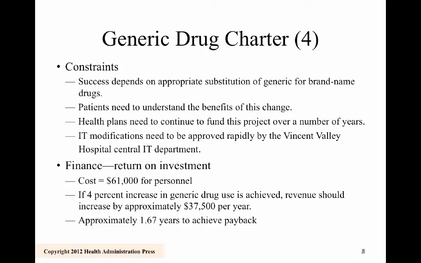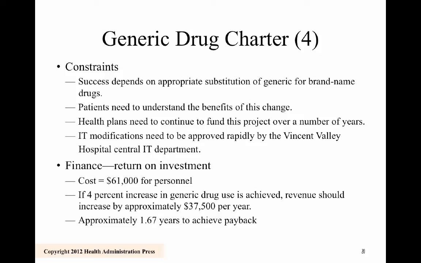Here, what constraints do we have? Okay, well, for one, probably the most important is patients need to understand the benefits of this change. Because otherwise, that will impact your patient satisfaction. It will impact potentially your employee satisfaction if they're dealing with a lot of unhappy patients. And you want to try to emphasize what is the benefit to all involved, not just the patients.